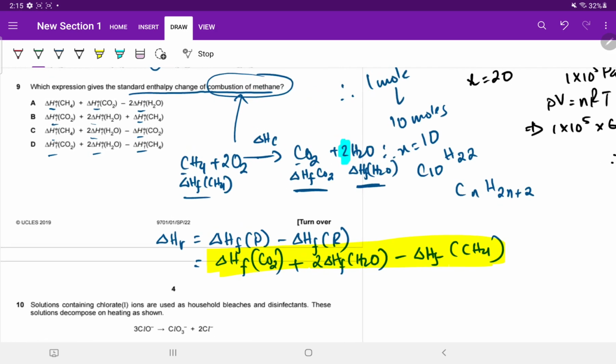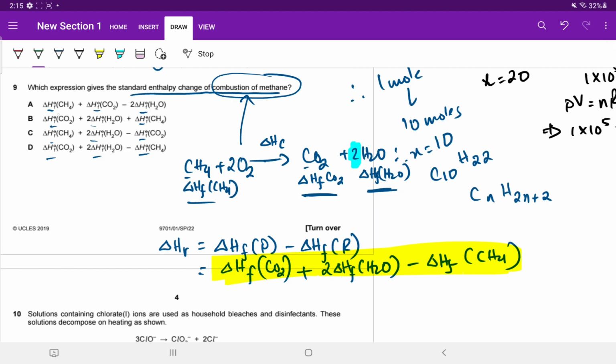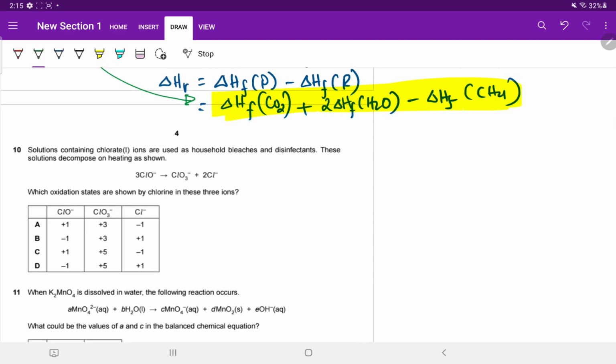So whichever options give us this equation will be our correct response. Let's take a look at the options right now. Option A gives a positive enthalpy change of formation of methane, which is wrong. Formation of carbon dioxide plus 2 times formation of water, yes, but then again it gives us a plus sign which makes it wrong. The formation of methane, 2 moles formation of water, minus it gives carbon dioxide, it does not give a minus here, so this is wrong. And in D we can see that this exactly matches our equation here, so D is our correct response. Question number 10.